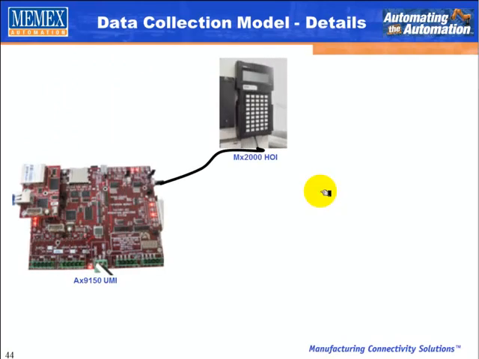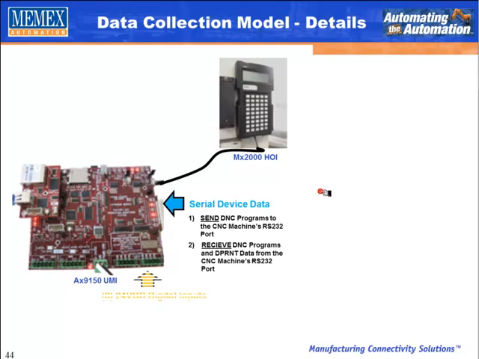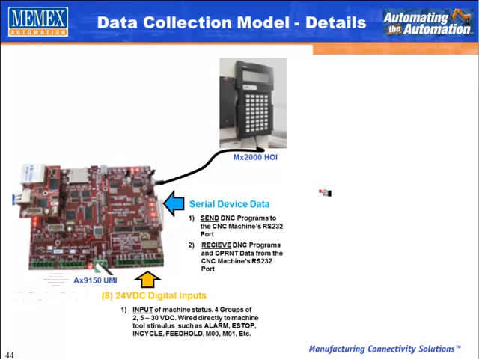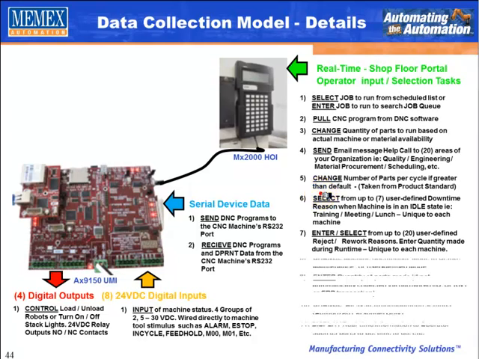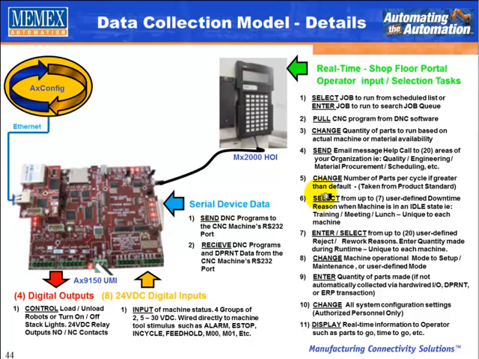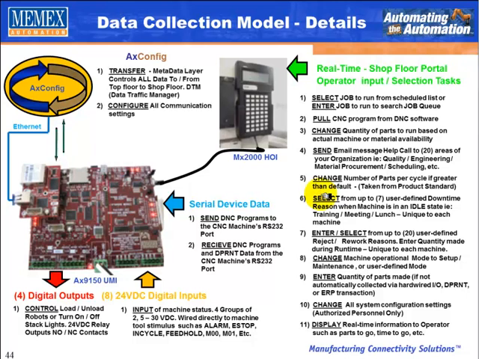In terms of more details, simply put, we have a human machine operator interface. We have our Universal Machine Interface. It accepts serial device data, digital inputs, digital outputs, real-time shop floor portal, all kinds of information that can be sent through and communicated with, and of course our overall AXConfig configurable adapter that allows the overall communication, transfers the metadata, and configures all communication settings.